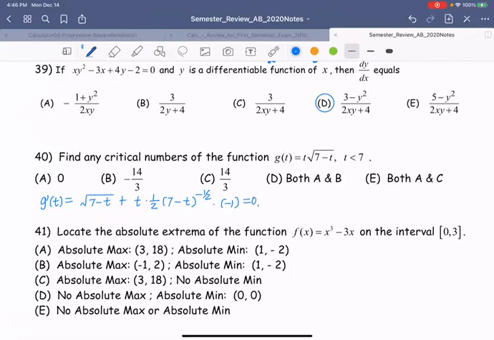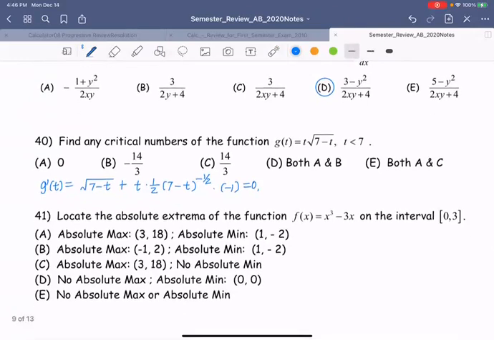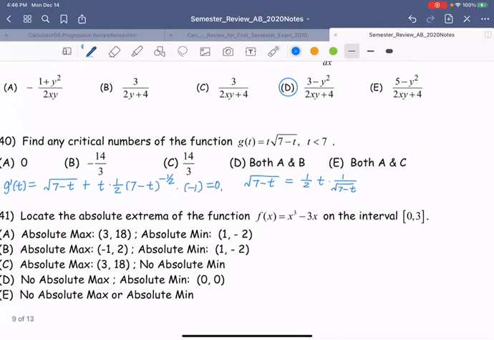Make it equal to 0. So square root of 7 minus t equals positive 1/2 t times 1 over square root of 7 minus t. So 7 minus t equals 1/2 t, right? 14 minus 2t equals t. t equals 14 over 3. Yes?